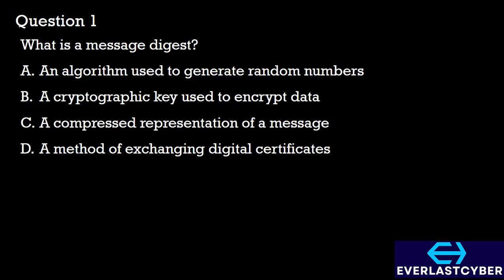Option A describes a random number generator, however, it is not a message digest. Option B describes an encryption key, but this is not a message digest. For option C, a message digest is a fixed size hash value that is generated from a larger data set, and it represents the content of the data in a compressed, unique form. Option D describes a digital certificate protocol, but it is not related to message digests.